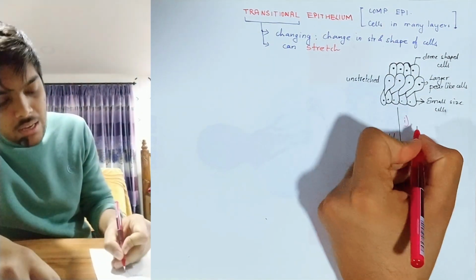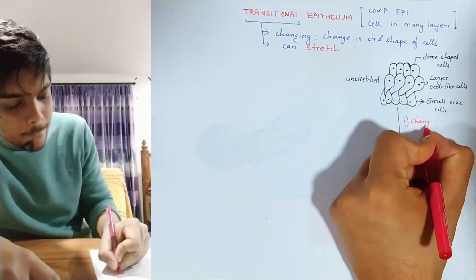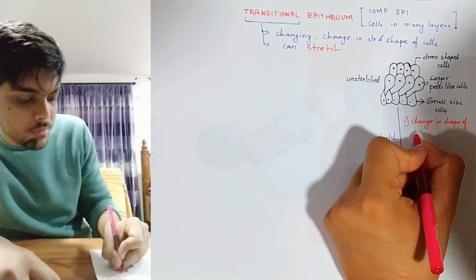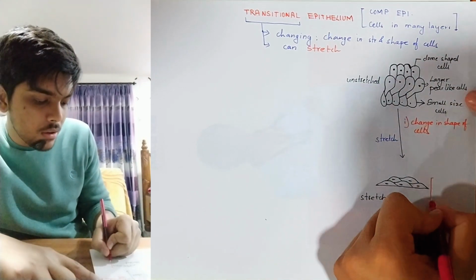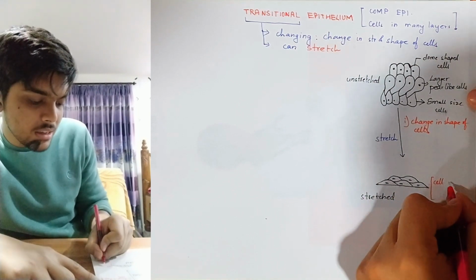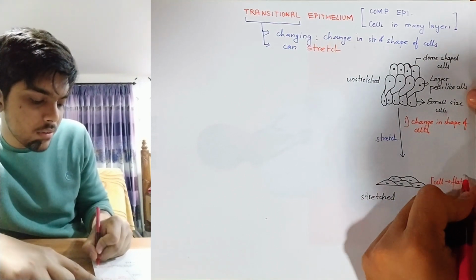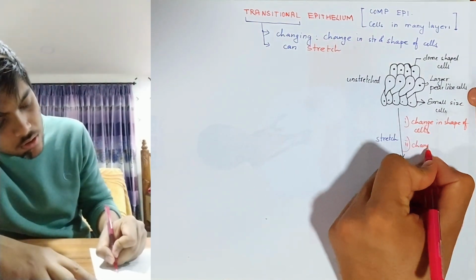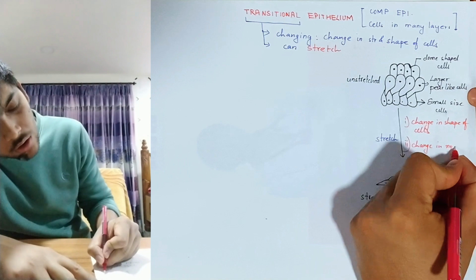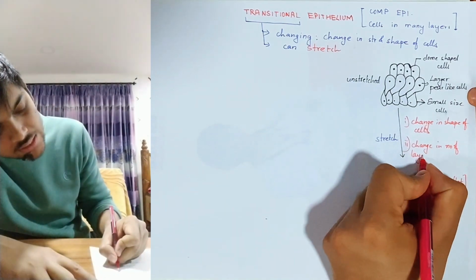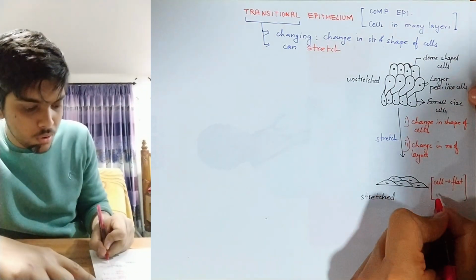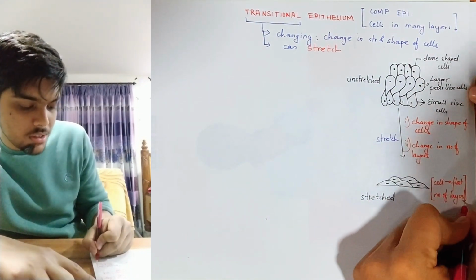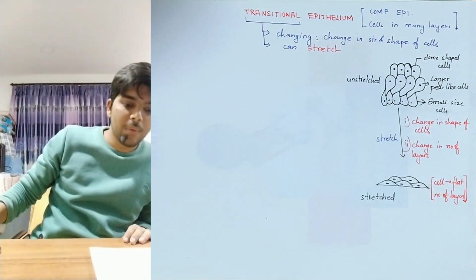The first change is change in shape of cells. Why? As you can see, cells have become flat. And second is change in number of layers these cells are arranged in. So number of layers have decreased. That's why it's called transitional epithelium.